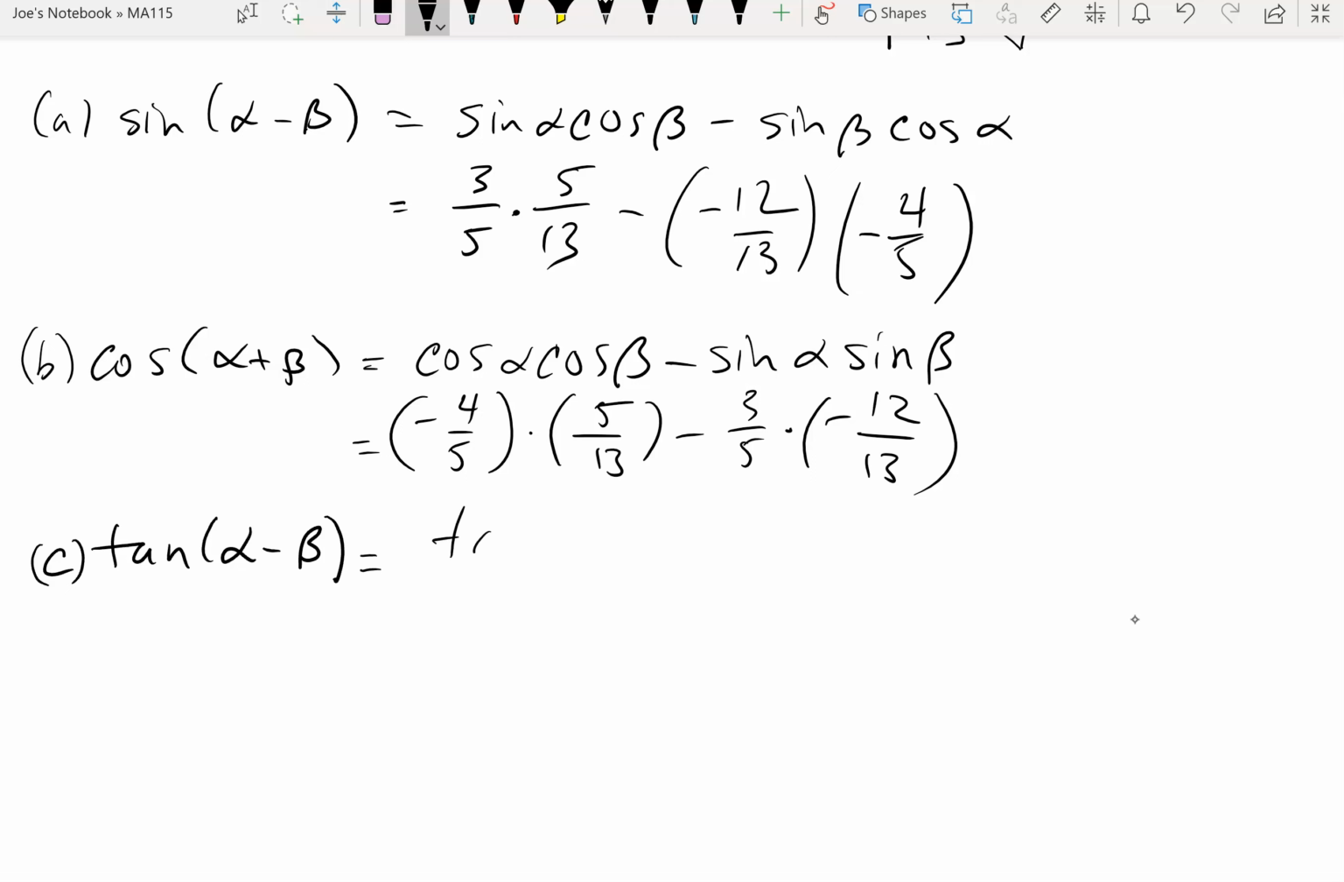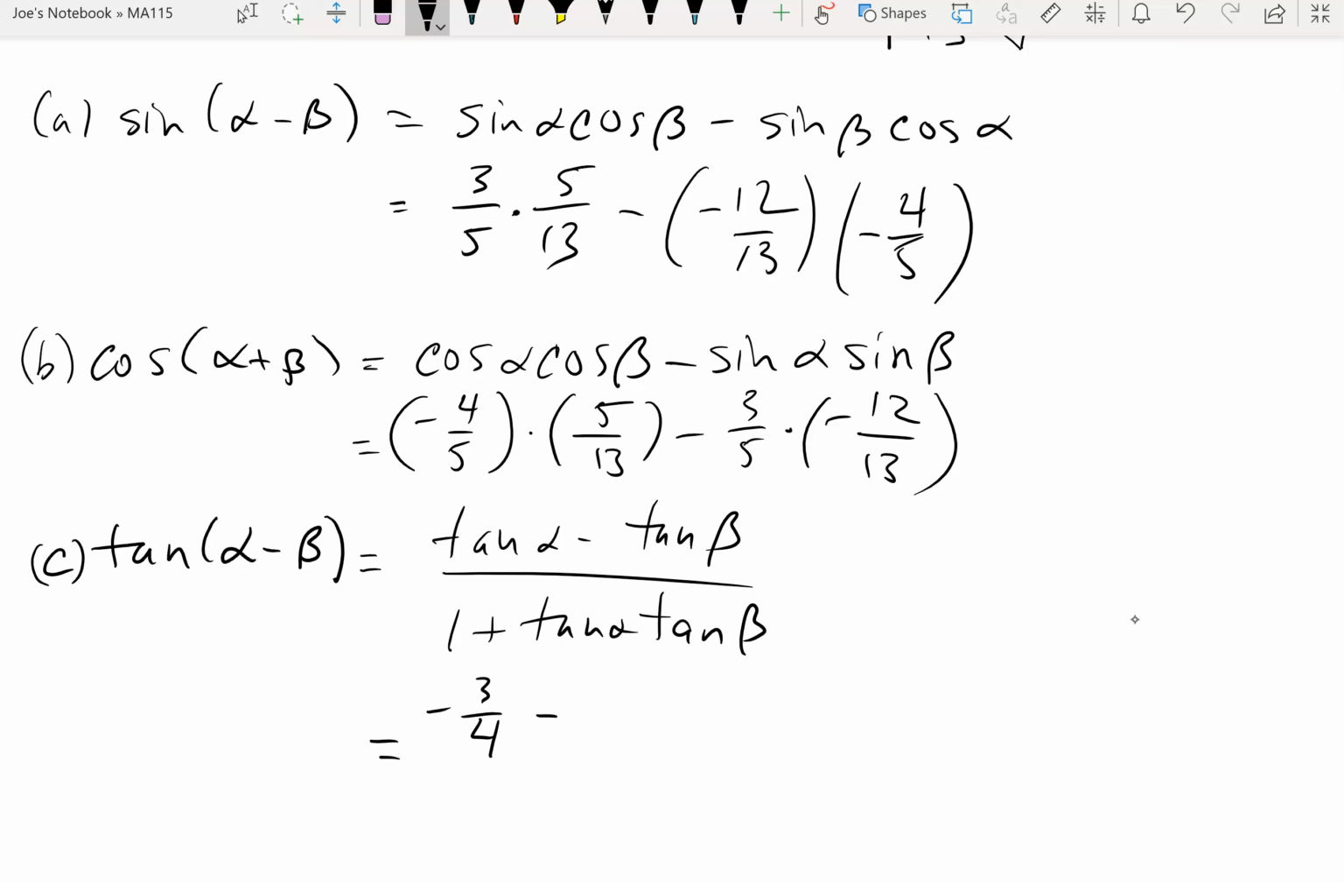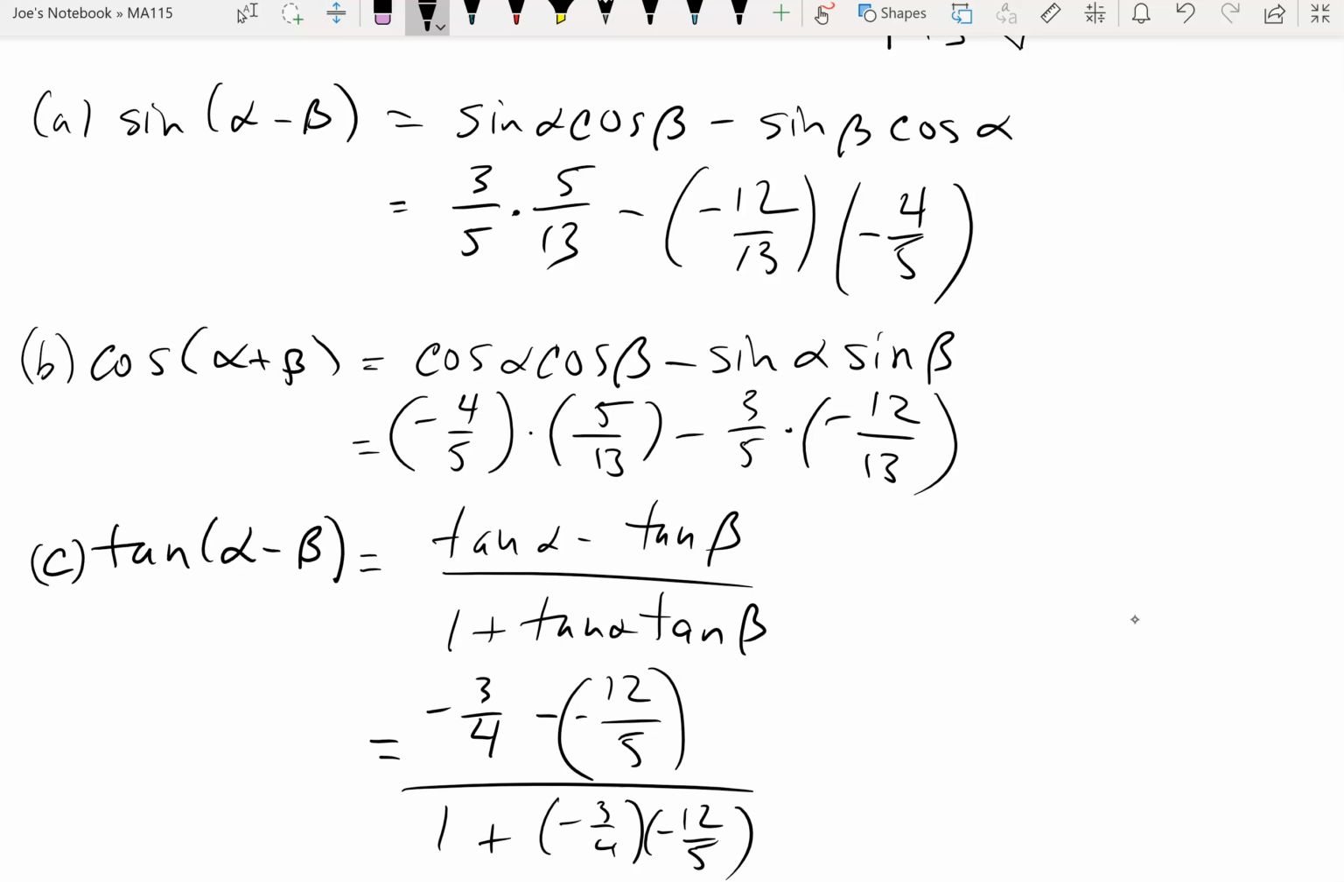Tangent alpha minus tangent beta. There we go. Over 1 plus tangent alpha tangent beta. Cool. And for tangent alpha, what did you get? Negative 3 over 4. Cool. Is that what others got? Do I care if you simplify that? No. You are correct. I do not care.